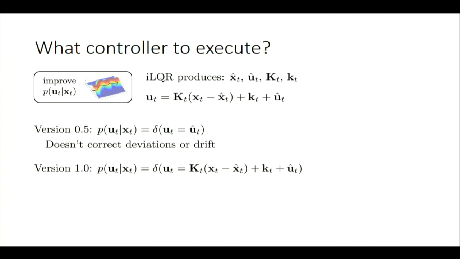So version 1.0, which is substantially better, is to actually just execute this linear feedback controller. So again, it's a delta function. It says with probability 1, take the action given by the feedback controller from LQR, and everything else is probability 0. That's a much better option because now you can correct for drift. But there is a little bit of a problem with this, which is kind of subtle. Does anybody have any idea what that problem might be?